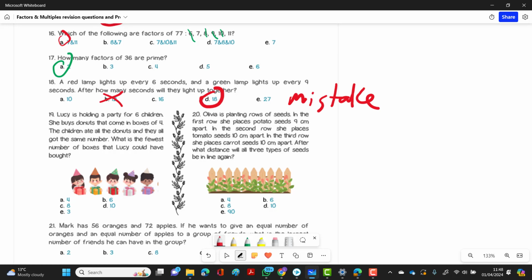Lucy is holding a party for 6 children. She buys donuts in boxes of 4. The children ate all the donuts and they all got the same number. What is the fewest number of boxes that Lucy could have bought?